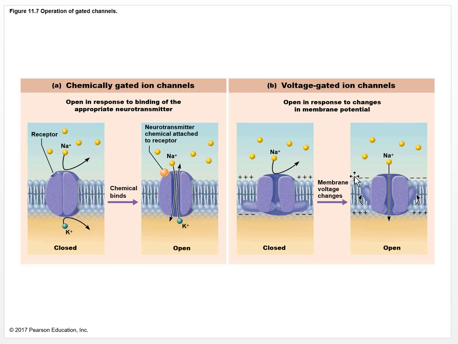Now we're going to use these big time, these voltage-gated ion channels, when we are relaying a signal from one end of the cell to the other. So you're going to see these, both of them. You're going to see them again.